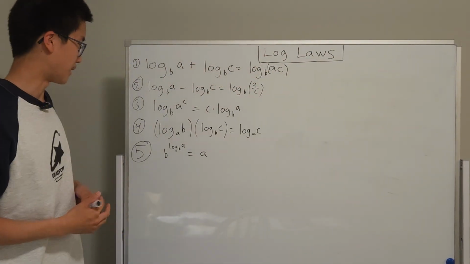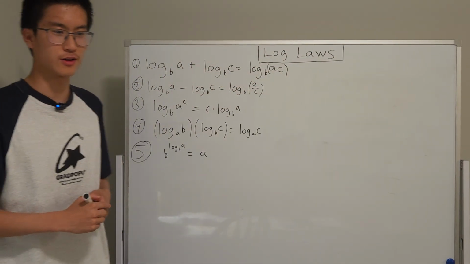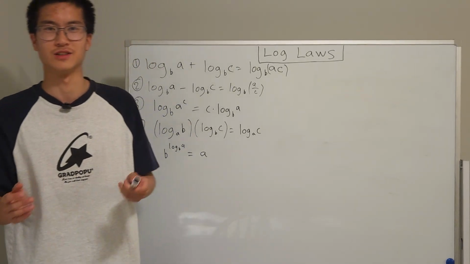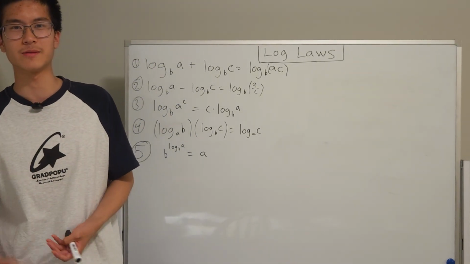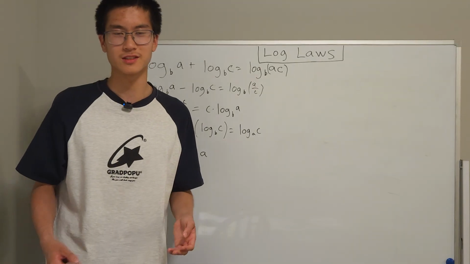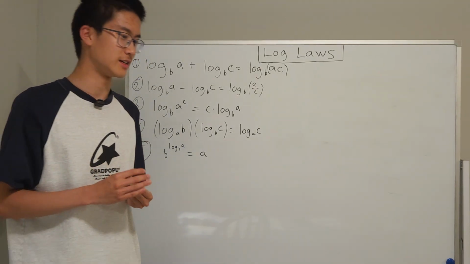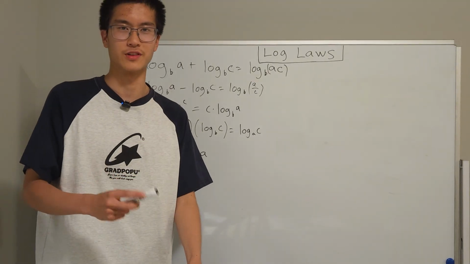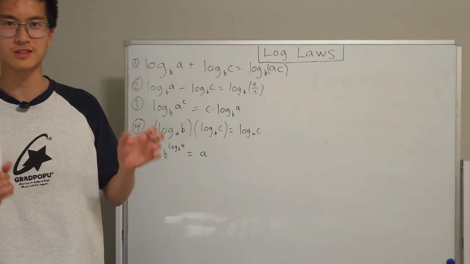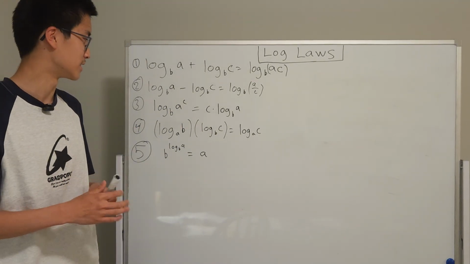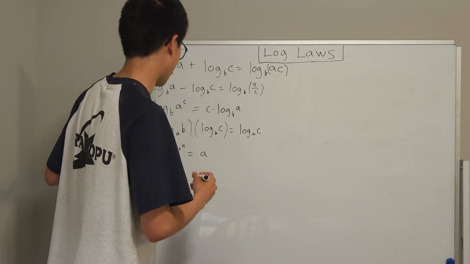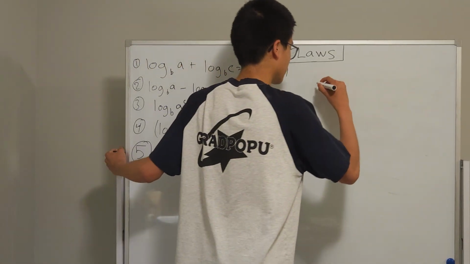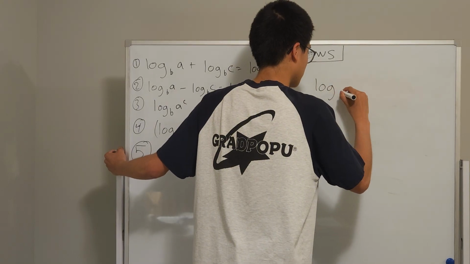For the last one, you know how in algebraic equations, you have an equation, two sides are equal, and you do the same thing to both sides, while the equation is still equal. The same is the case for logs. When you take the log with the same base to both sides, the equation is still true. So what do I mean by that? Let's say you have this true equation. Now I'm going to take log base a of both sides.